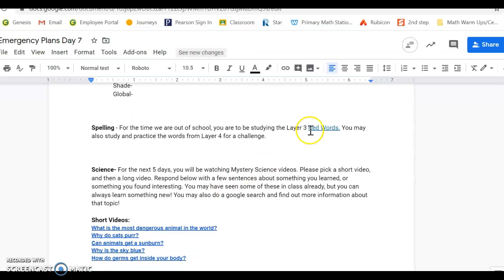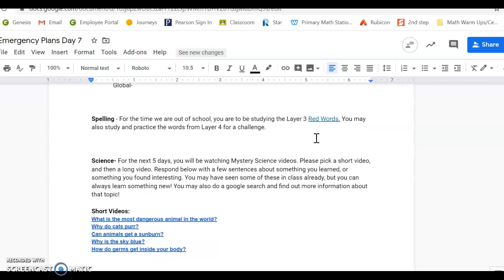For spelling today, you're going to continue looking over your layer 3 red words, and you can also study and practice layer 4 for a challenge.